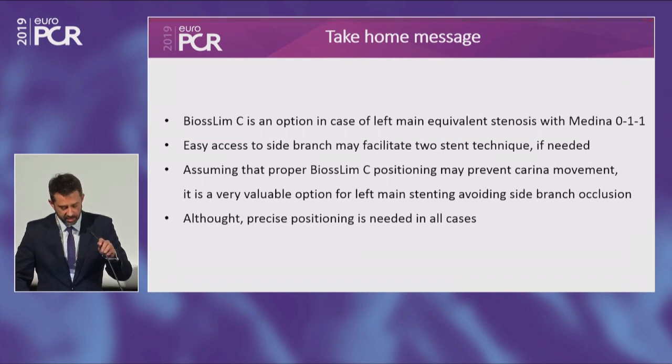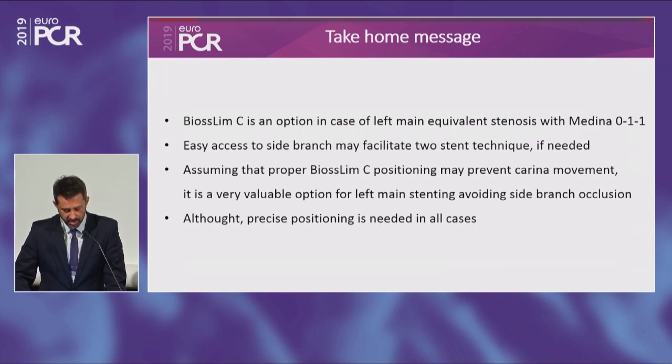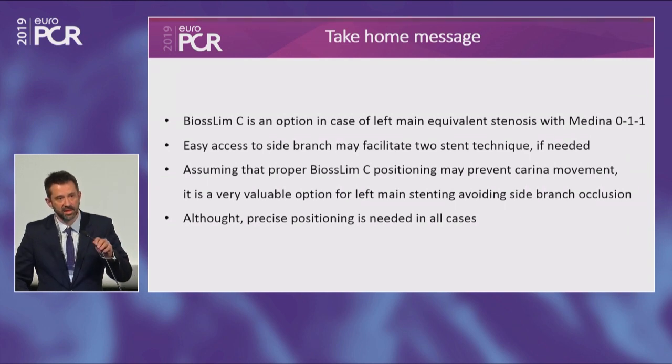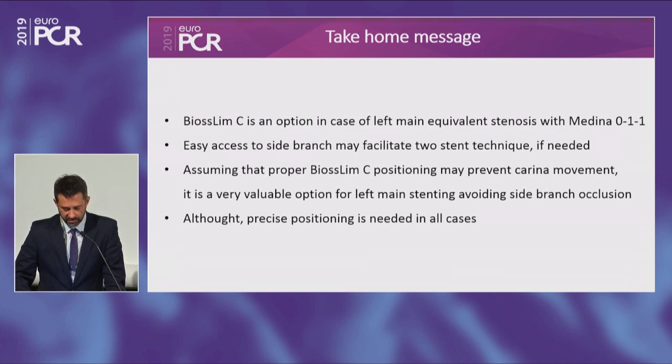So my take-home message is that BiOSS LIM C is an option in case of left main equivalent stenosis with Medina 011. And what should we stress? That easy access to the side branch may facilitate the two-stent technique if it's needed. And I think that precise positioning is needed in all cases, but it is a very valuable option for stenting even in emergency situations, avoiding side branch occlusion. Thank you very much.